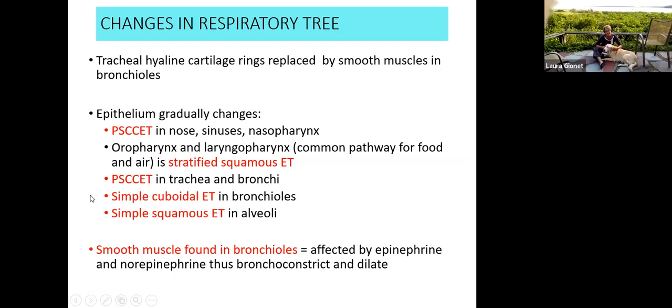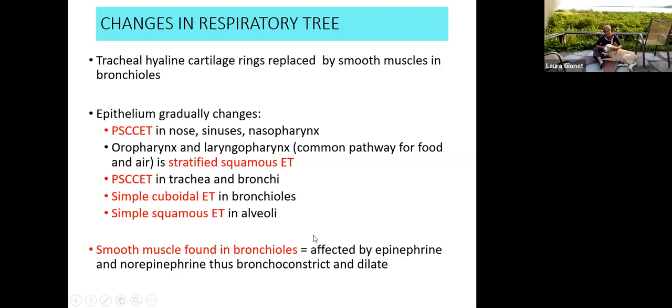The epithelium gradually changes. Where you have air only, in the nose, sinuses, and nasal pharynx, we are lined with that PSCCET, pseudostratified ciliated columnar epithelial tissue. When we enter into the oropharynx, laryngopharynx, which is a common pathway for food and air, it's lined with stratified squamous epithelium. Then as the air enters into the trachea and the bronchi, we reline with pseudostratified ciliated columnar epithelial tissue.